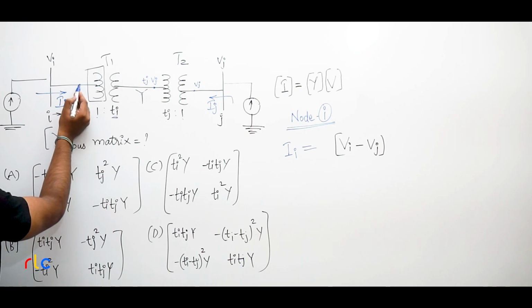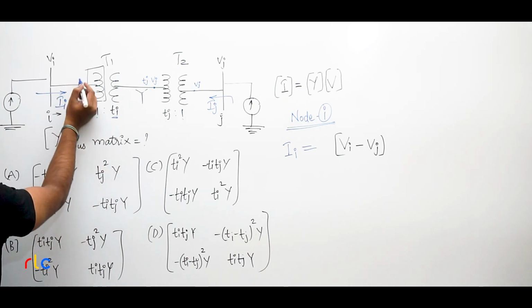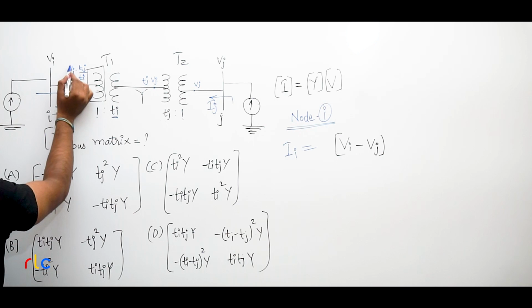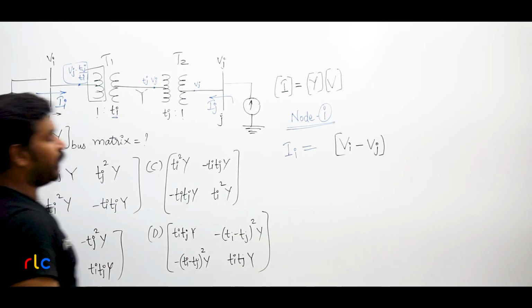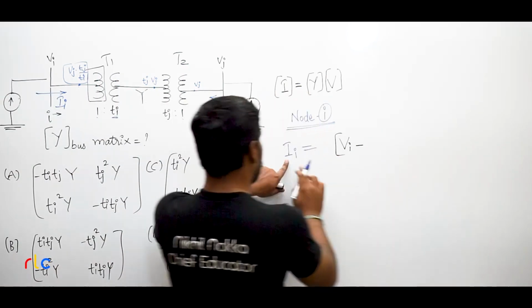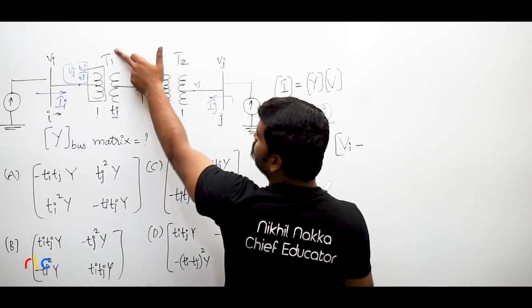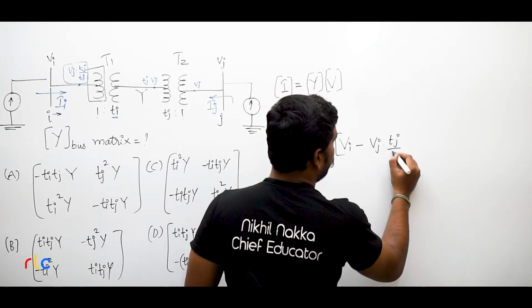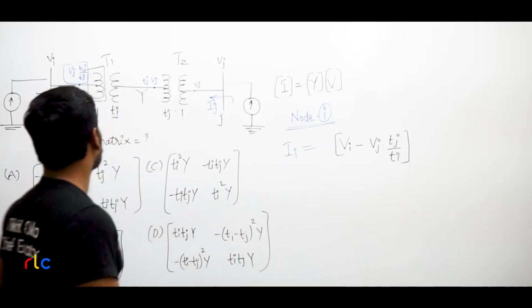Now what is this voltage equal to? If it is Ti turns ratio here and 1 over here, then definitely the voltage here would be Vj into Tj by Ti. Okay? So this is the voltage Vj which Ii sees from this side. So the voltage between which this current Ii is circulating is Vi minus Vj as shown by the transformer T1. And how much is the transformer T1 showing? Vj into Tj by Ti. So this is the actual voltage shown by the transformer.